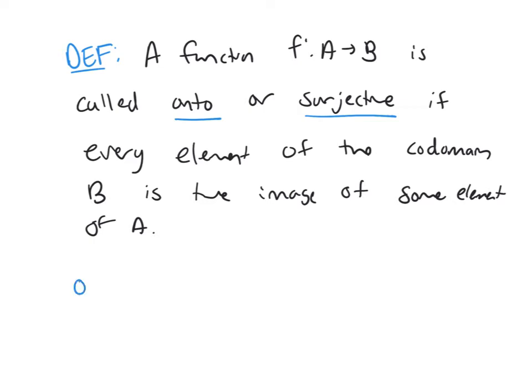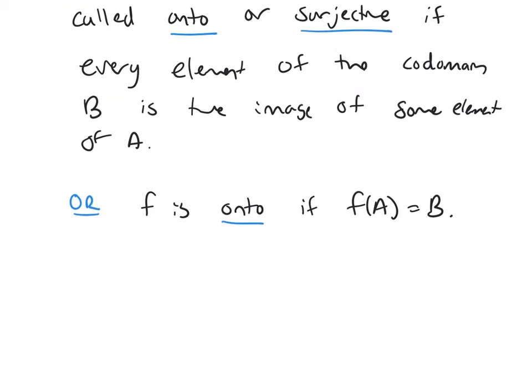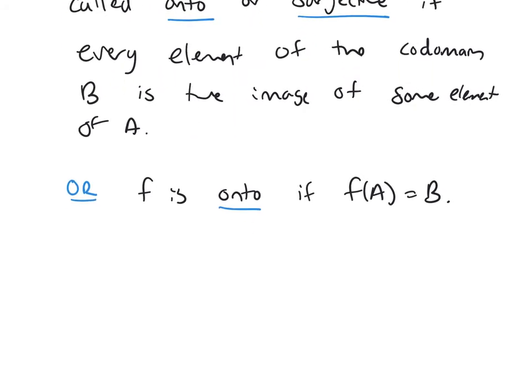Another way you can state this is that f is onto if f of A equals B. If the image of A is all of B. So let's look at an example. Again, anytime you come across a definition, you should probably look at an example.